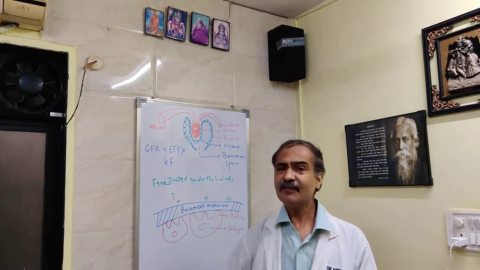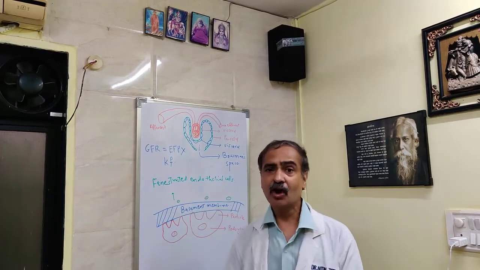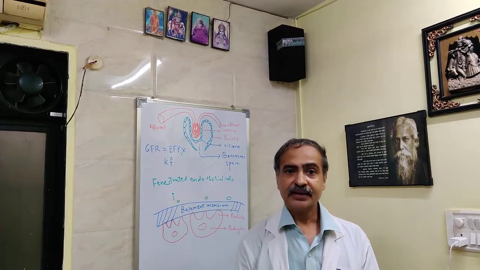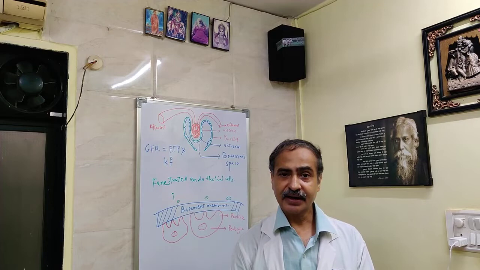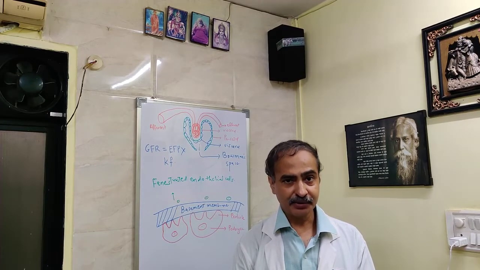The constriction of the afferent arteriole is because of angiotensin II, then noradrenaline, prostaglandin F2, platelet-derived factor, and endothelin.